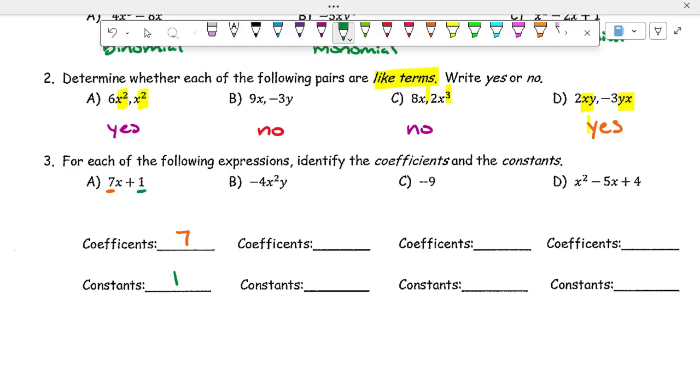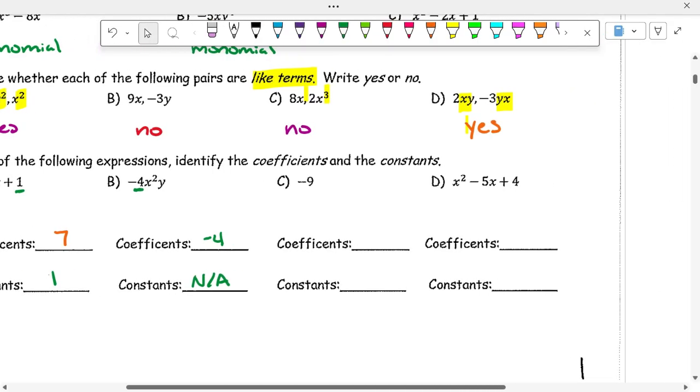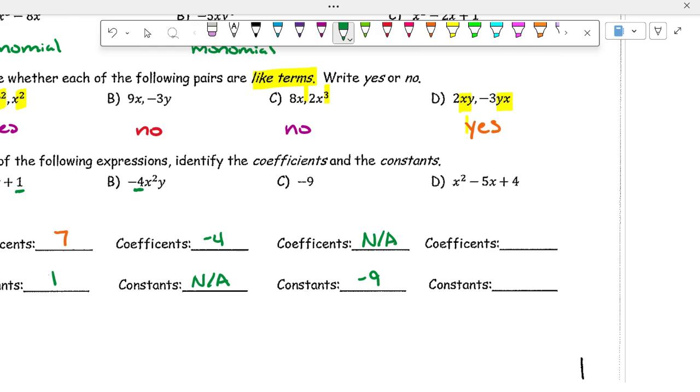What about letter B? What's the coefficient or constant? -4. Is that going to be the coefficient or the constant? Coefficient, because it's connected to the variables. Is there a constant? No. So there's no constant. We're just going to put NA. Now think about this carefully. -9. Is that going to be a coefficient or a constant? That's definitely a constant. There's no variable. So there is no coefficient.